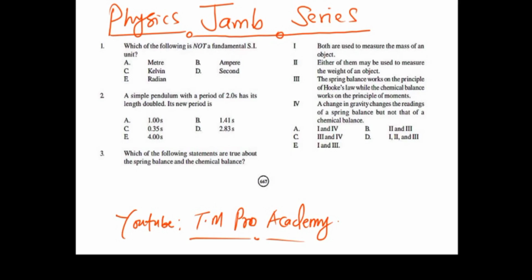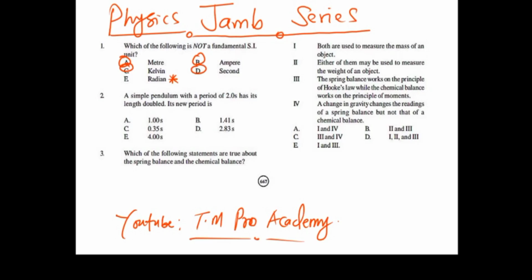Let's start. Question number 1. It says, which of the following is not a fundamental SI unit? So fundamental SI units are basically meters. We also have ampere. We also have Kelvin. We also have seconds. The only one that is not there is what? The radian. Is that okay? So radian is out of it.